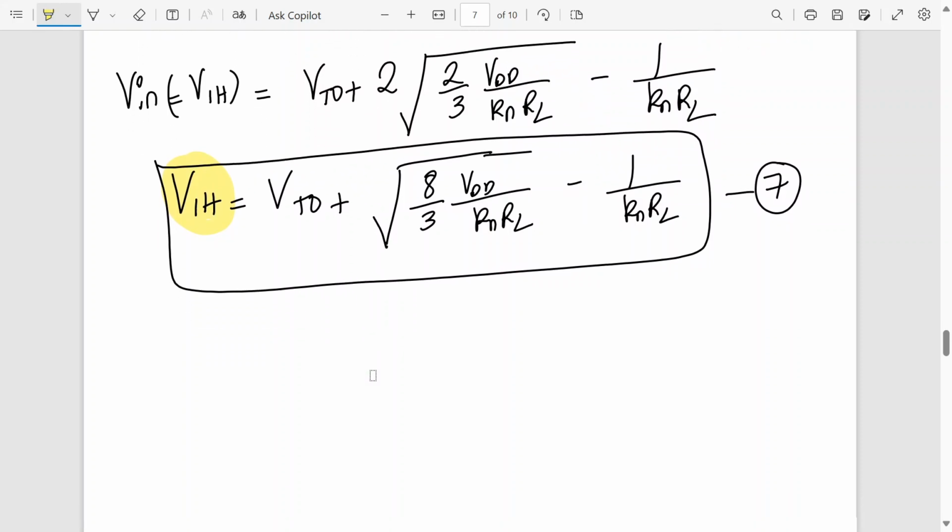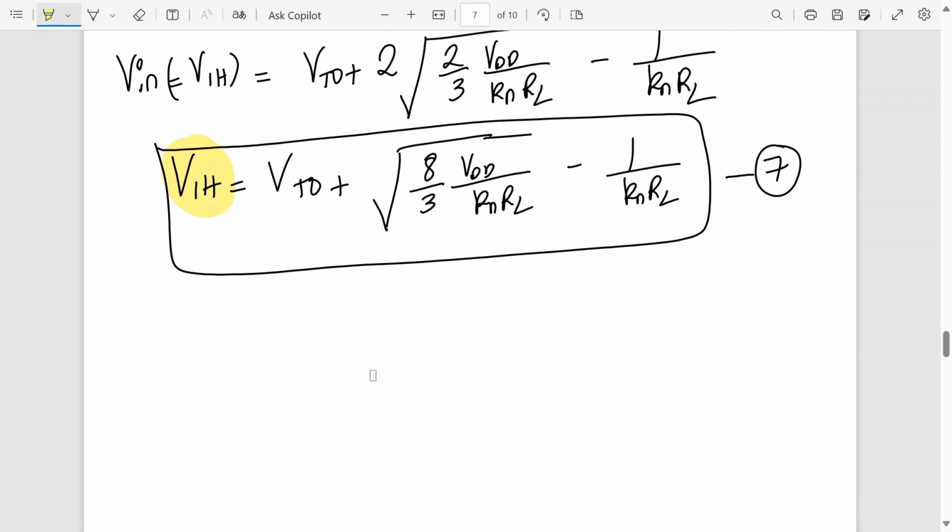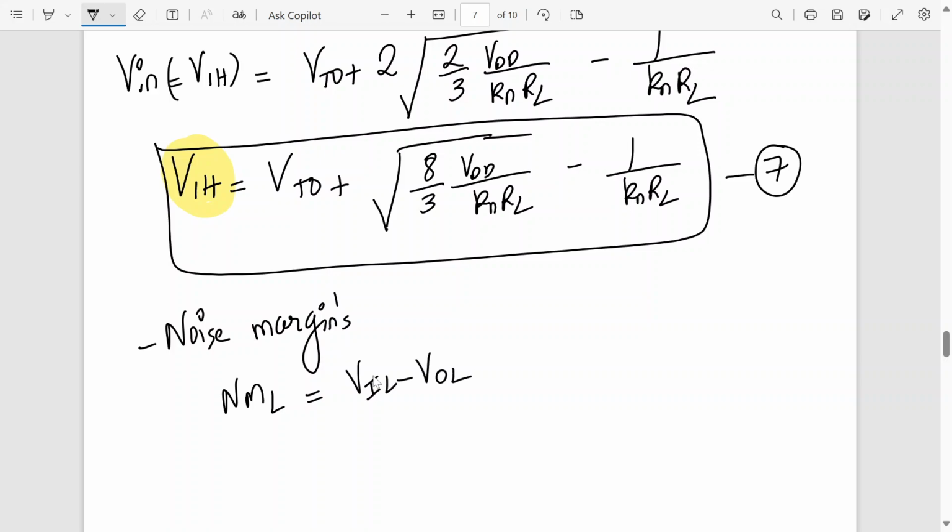So these are the critical parameter expressions, and once we know them, we can easily find the noise margin levels. We calculate them in numbers. Noise margin low is VIL minus VOL, and noise margin high is VOH minus VIH.